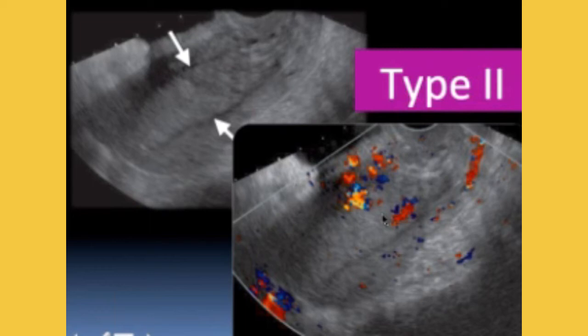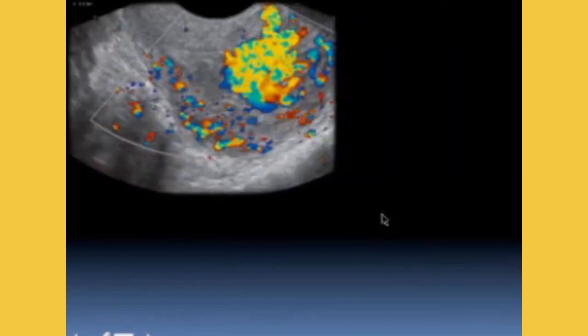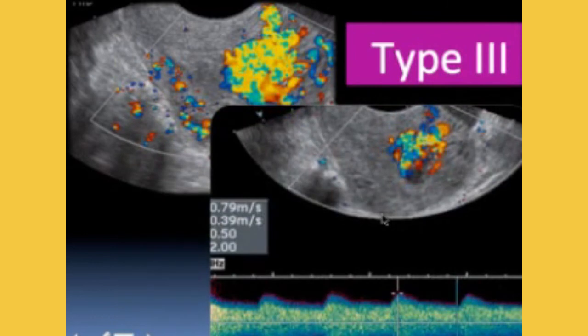Here we are seeing moderate vascularity. So this is type 3 vascularity, but whenever we see moderate vascularity, we must take the peak systolic velocity. Why? That I will deal with in the coming slides.